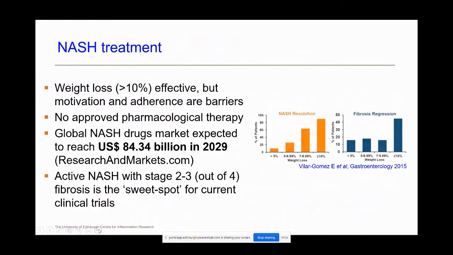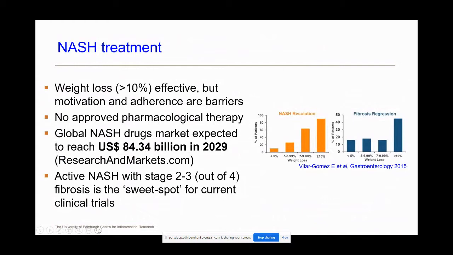What about treatment? Well, although weight loss through either diet or bariatric surgery improves insulin sensitivity and can reverse NASH and even fibrosis, most find it hard to achieve and sustain. That said, you can see data here from a very important study showing that if patients can lose above 10% body weight, NASH pretty much melts away and fibrosis regression is substantial.